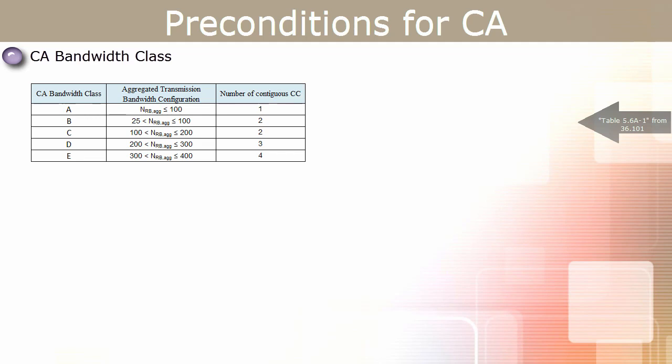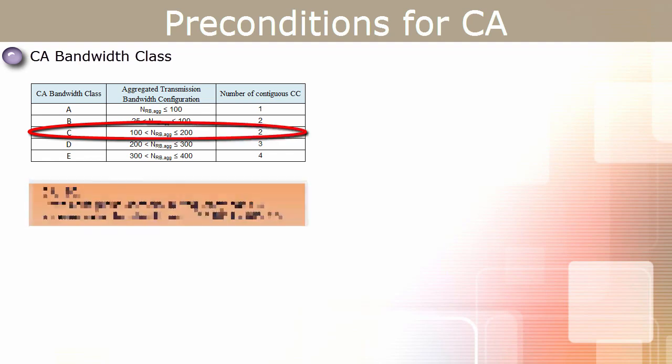If UE supports bandwidth class B for a particular band, it means it can have only two contiguous carriers from that band but can get maximum only up to 100 resource blocks from these two carriers in combined manner. Let's take some practical examples.